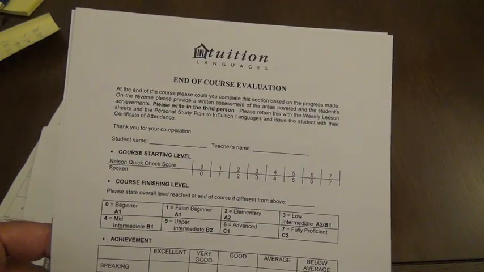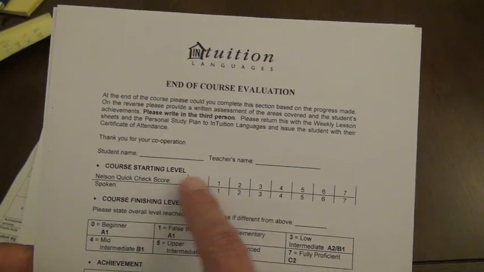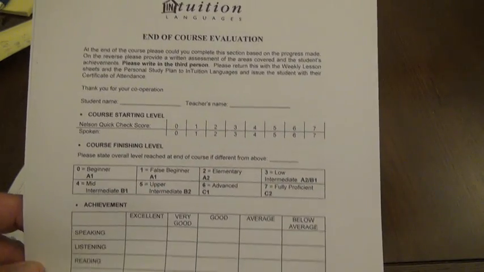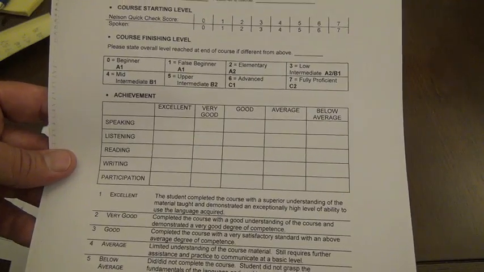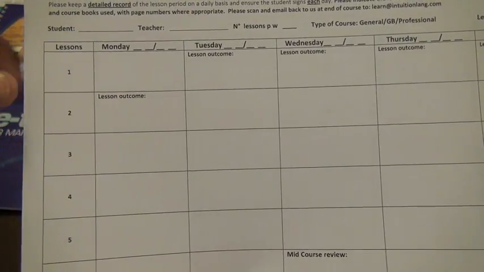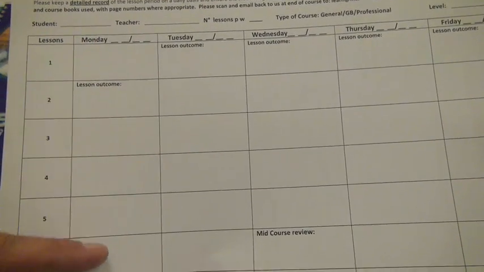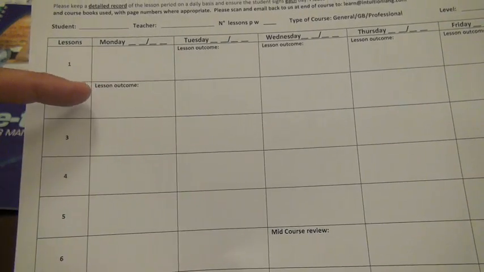The only other bit of administration, you'd be pleased to know, we'll keep to a minimum, is the end of course report, the end of course evaluation, which is just putting the starting level, the finishing level, and how you thought they improved throughout the course. And then here, we ask you at the end of the day to just write down what you've done and how you've achieved it, and talk them through it. So each day should really have a lesson outcome.